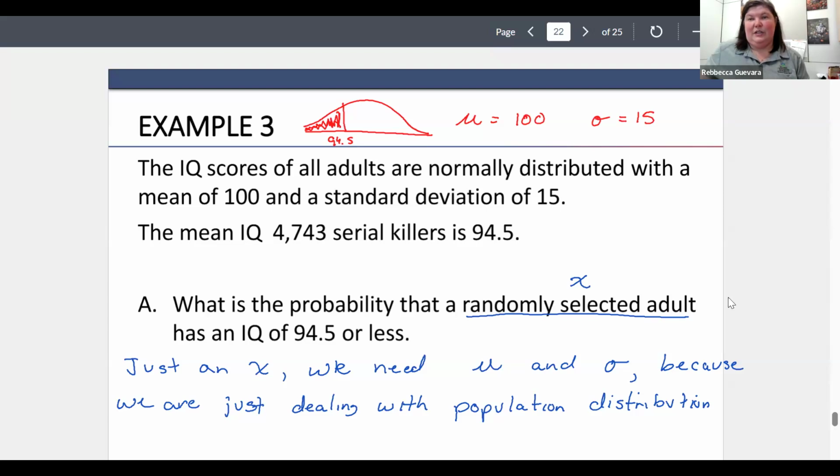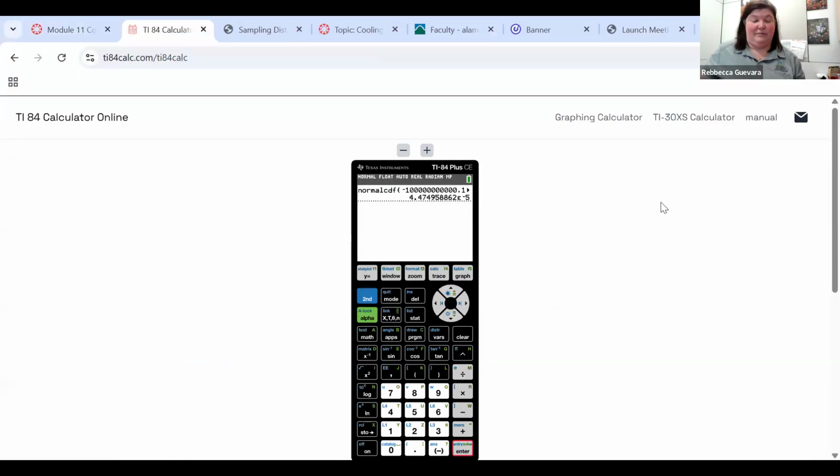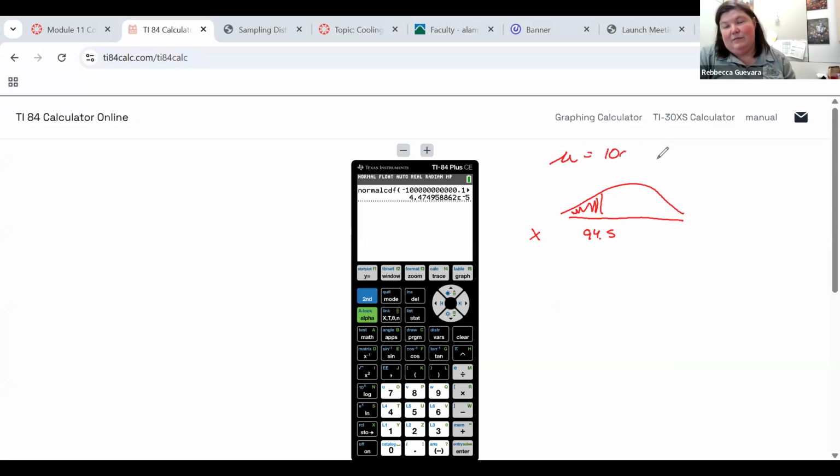Okay, so let's go look at the TI-84 and see what it has to say. I'll write that again one more time. We're just looking at 94.5. And because we're just talking about X values, we're not talking about X bars or anything like that. It's just X. We just need a mean and a standard deviation. And remember, what we're looking for is the probability that X, just a single person, has an IQ of 94.5 or less.